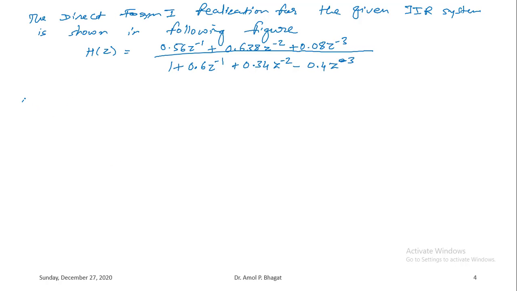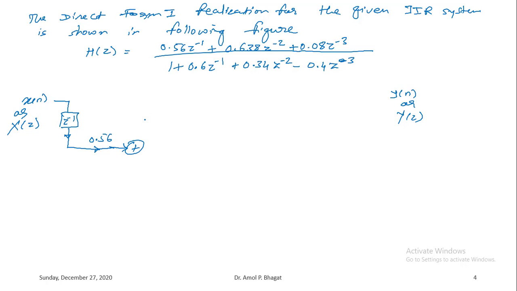So in input we are indicating x of n or capital X of z. In output we will indicate it as y of n or capital Y of z. So in input we realize the numerator terms, right? Here the first term is simply 0.56 z inverse, so you have to take one delay element, that is z inverse, to delay the input by one sample, right? Then you will multiply it with the constant 0.56. Then it is added.